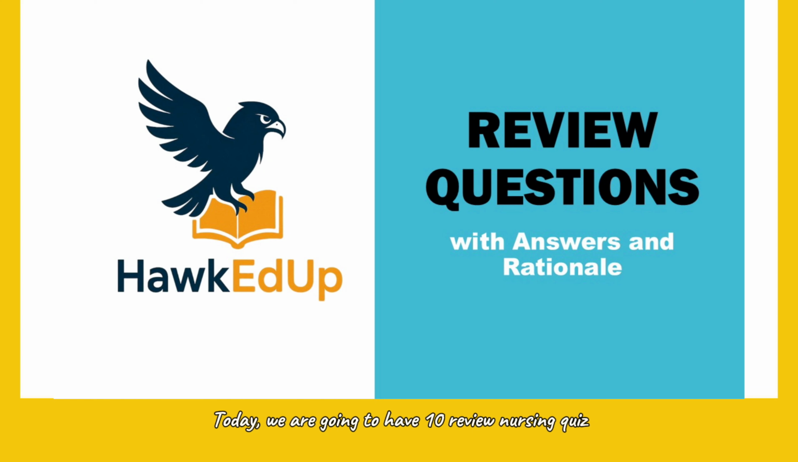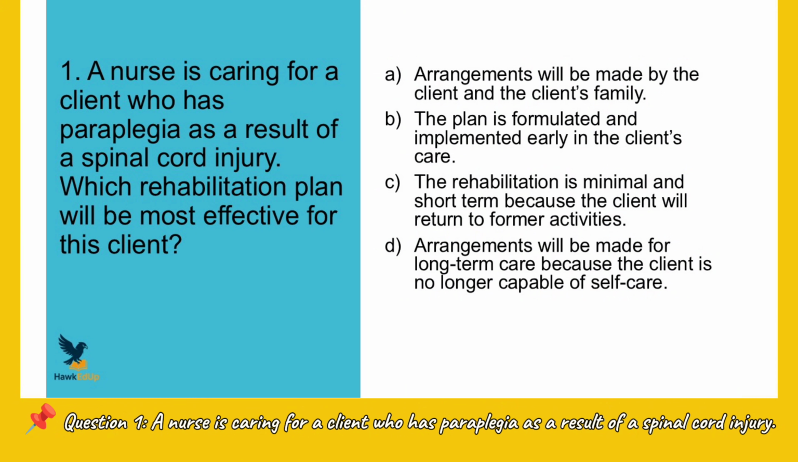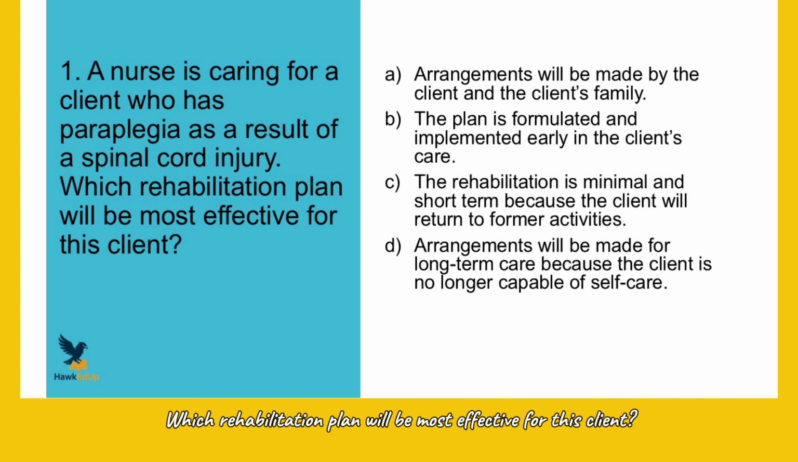Today, we are going to have a 10-question nursing review quiz. So, let's test your understanding and learn at the same time. Question 1. A nurse is caring for a client who has paraplegia as a result of a spinal cord injury. Which rehabilitation plan will be most effective for this client?